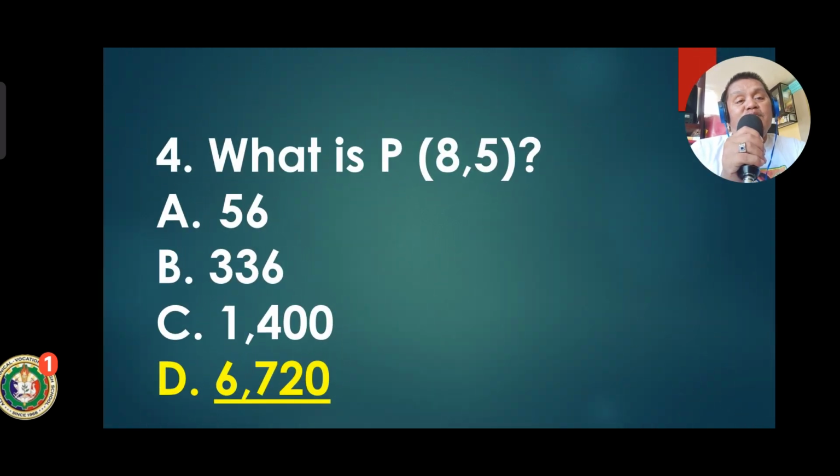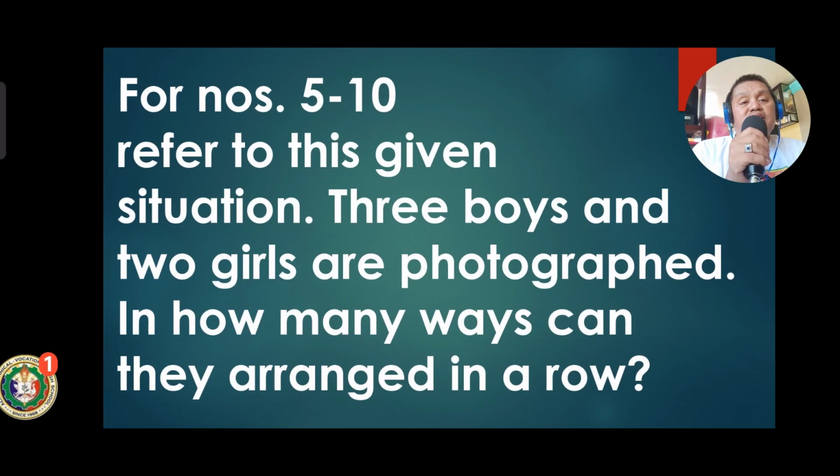Number 4. What is the permutation of 8 objects taken 5 at a time? Letter A, 56; letter B, 336; letter C, 1,400; and letter D, 6,720. The possible answer here is letter D, 6,720.